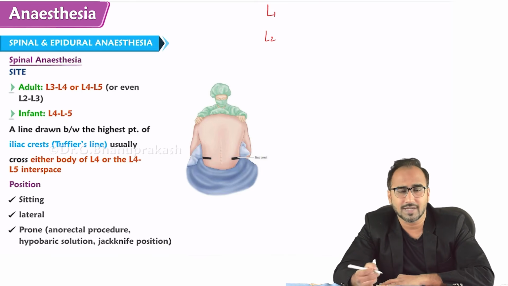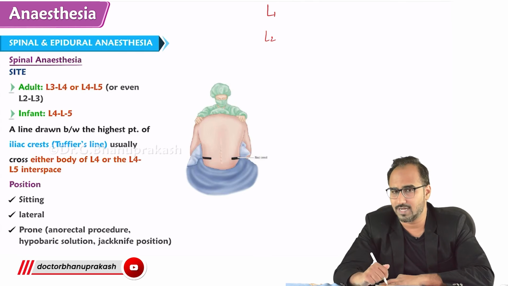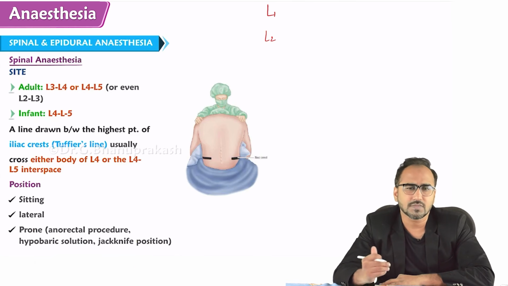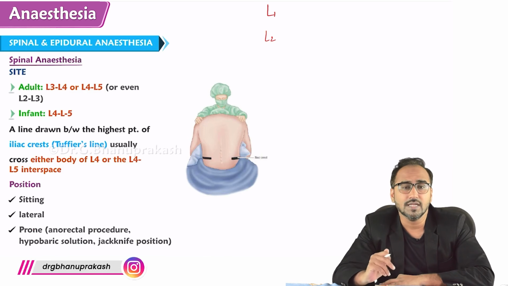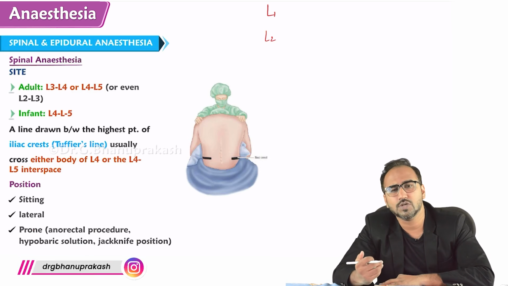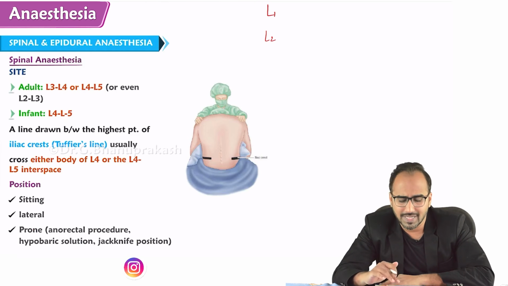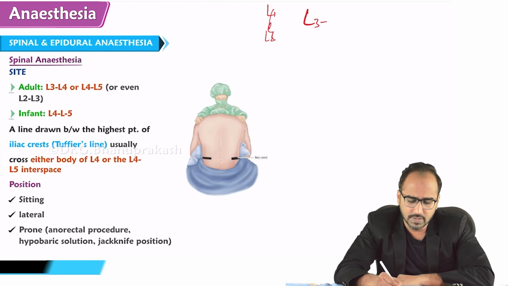As you can see over here, the spinal cord in adults ends at the lower border of L1 and upper border of L2. Whereas in children, the spinal cord ends at the L3 level. Okay? So the spinal cord in adults ends between the lower border of L1 and upper border of L2. That's why we avoid the L1 and L2 spaces. We choose the space called L3 to L5.